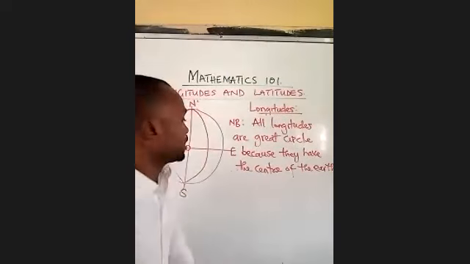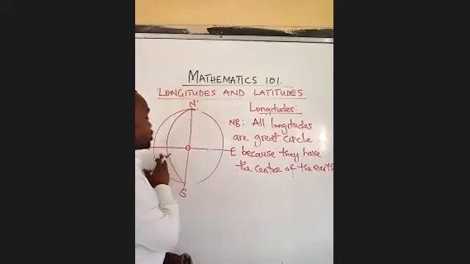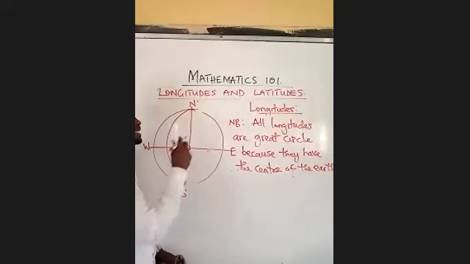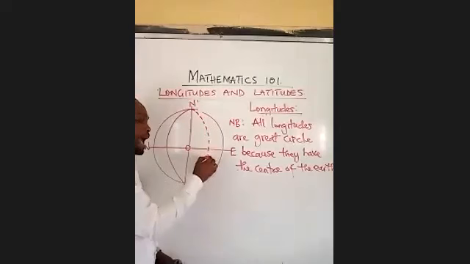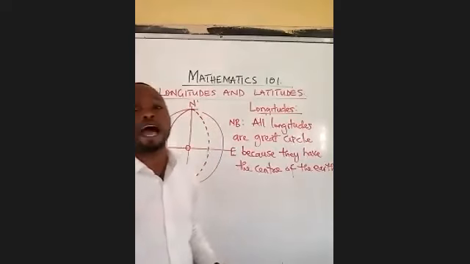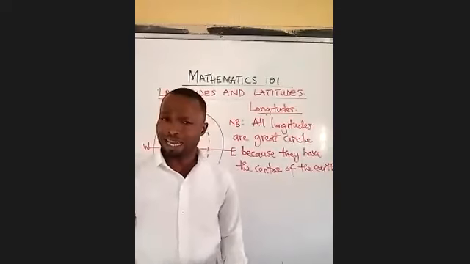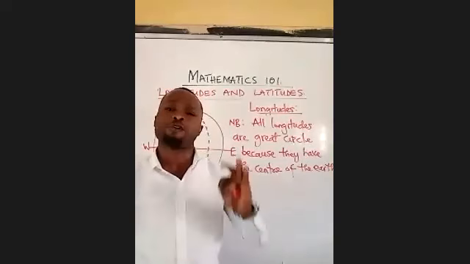For instance, let us look at this. If I have this longitude, which the angular position is west, then by the time I complete it to form a circle, you will see that when I complete that longitude to form a circle, it has the center of the earth. Can you see that now? So that's why we refer to all longitudes as great circle. There are two types of circle here. We have great circle and we have small circle.